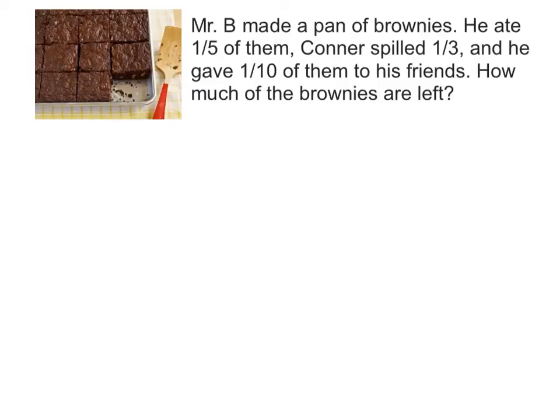It said Mr. V made a pan of brownies. He ate 1/5 of them because I was very hungry. Connor went and spilled 1/3 of them, and he gave 1/10 of them to his friends. How much of the brownies are left?